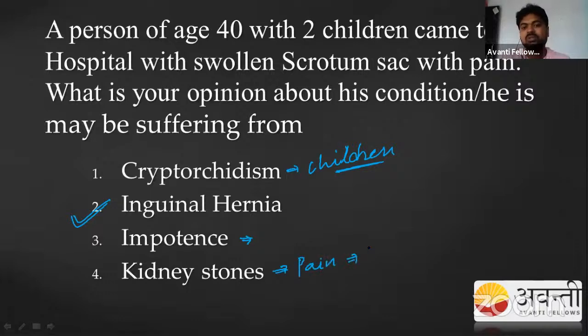ठीक है, पेन कहां पर होता है किडनी स्टोन के केस में? एब्डोमेन के अंदर. That's why option second is the correct option. This type of question is known as an applied question. इसे हम क्या कहते हैं? अप्लाइड क्वेश्चन. इसको अप्लाइड क्वेश्चन क्यों कहते हैं?